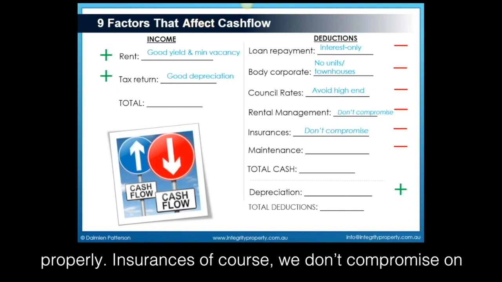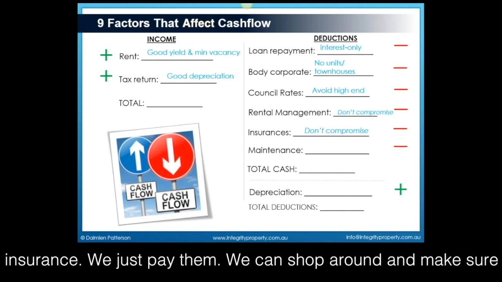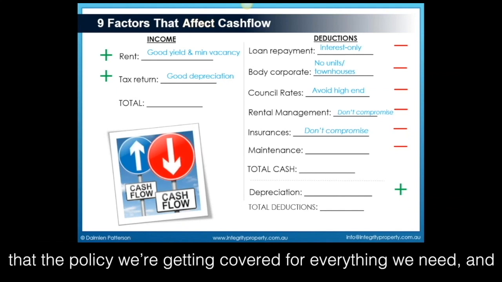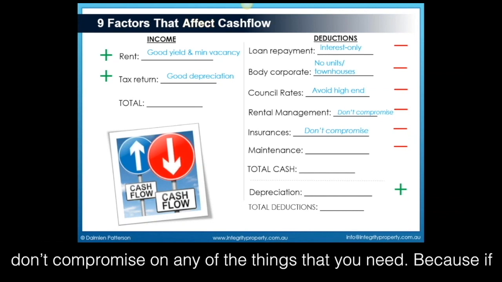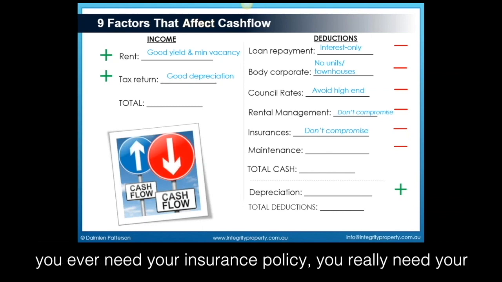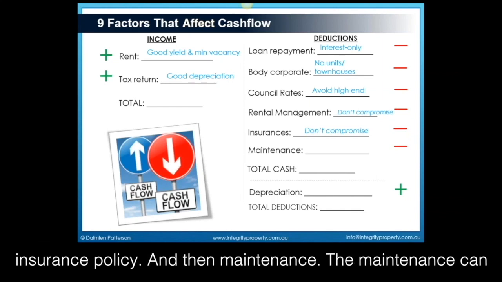Insurances, of course, we don't compromise on insurance. We can shop around and make sure that the policy is covering everything we need, and then we can go with the cheapest policy. But just make sure you don't compromise on any of the things that you need, because if you ever need your insurance policy, you really need your insurance policy.